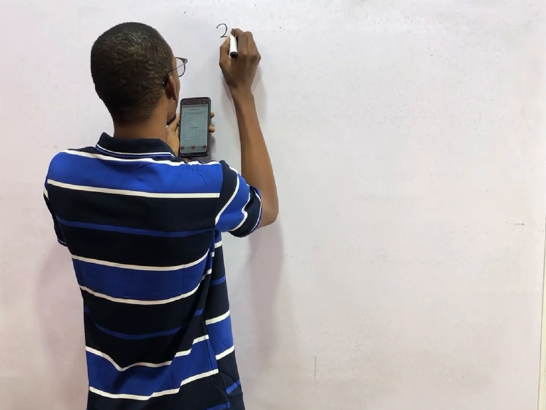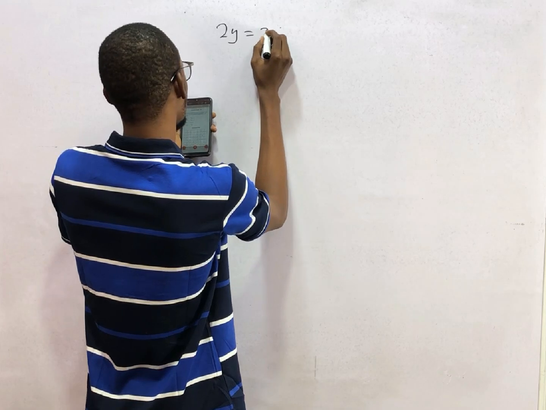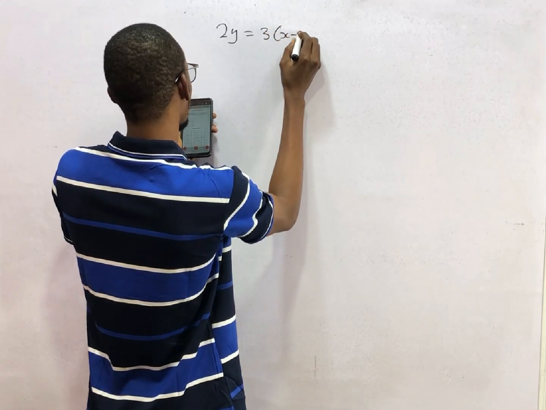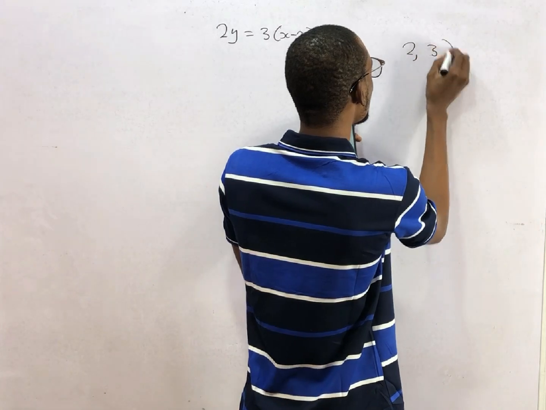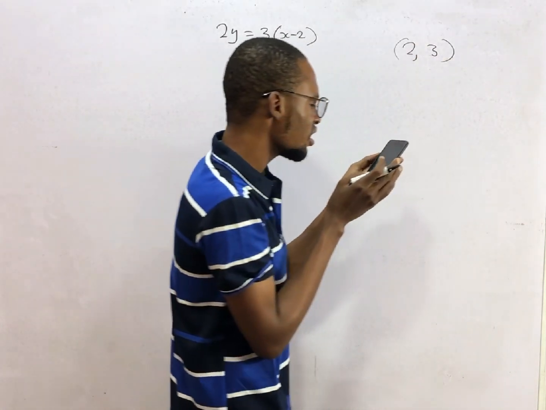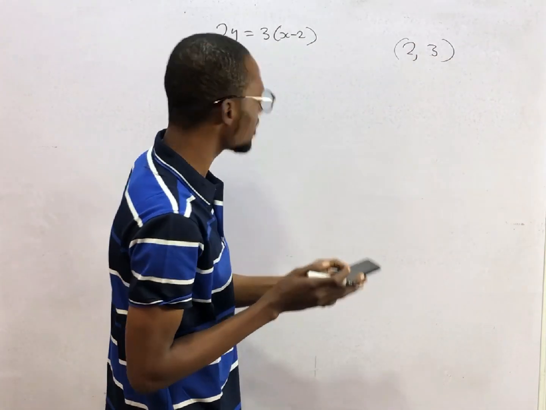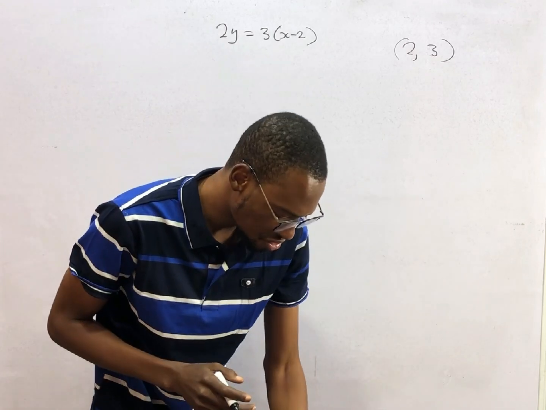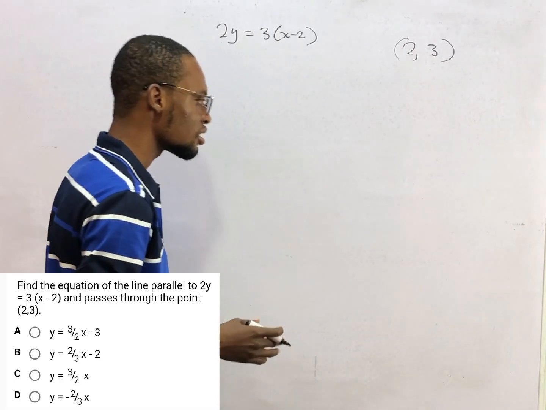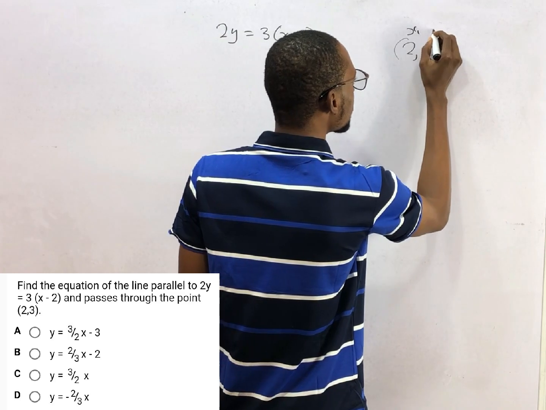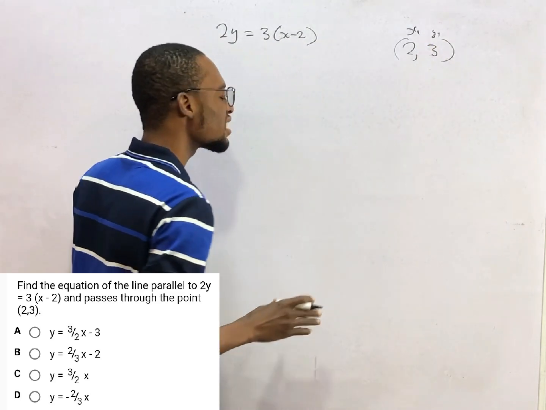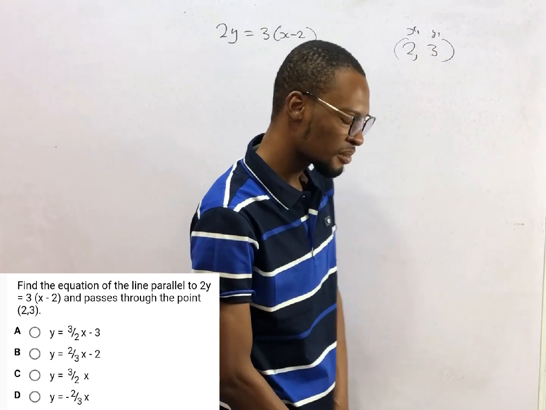Find the equation of line parallel to 2y is equals 3s minus 6, passing through 2, 3. This is under coordinate geometry. Now, we are given, here is s1 and here is y1. We are asked for the equation of line parallel.